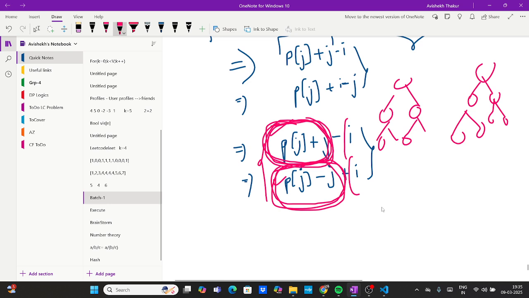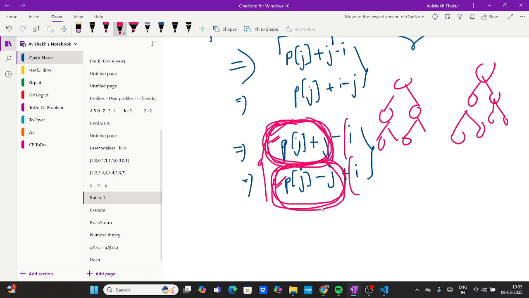So what do you think? If you maintain two segment trees, first for p of j plus j, the second for p of j minus j, I am done with the answer. That's it. And whenever they give you an update query, go to the segment tree, update the value of p of j. That's all. Can you guys do this?